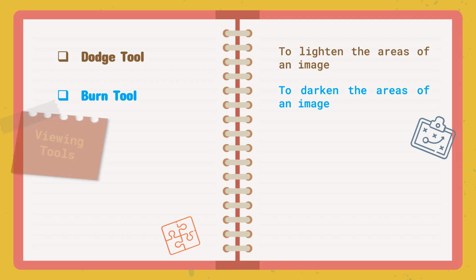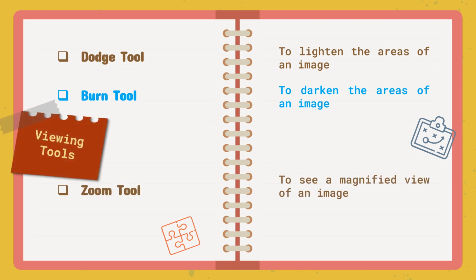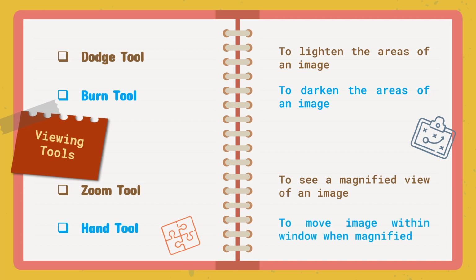Now we are having two viewing tools available. One is zoom tool to see the magnified view of an image. You can magnify the image to make it big and work in with the details. And you can use the hand tool to move an image within a window when it is magnified. When the image is very big, you cannot see the whole picture in one window. You can use the hand tool to move it around.